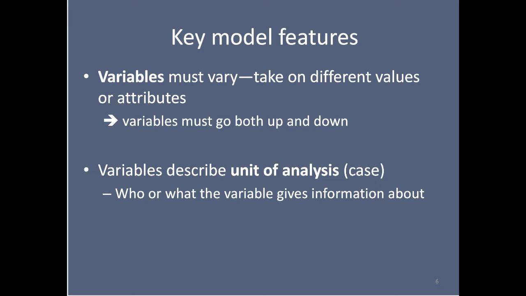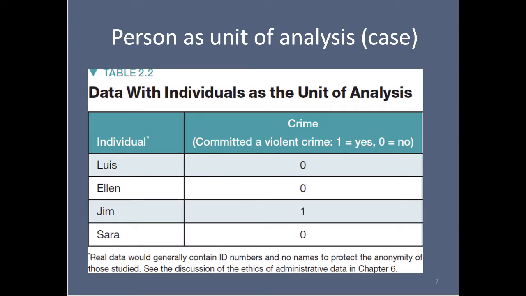And variables, this sounds trite, but variables must vary. They have to take on different values or attributes. So a quantitative variable like engagement, more engagement, less engagement, has to go both up and down. And variables describe someone or something. So in the jargon, that's a unit of analysis or a case. And this is kind of what you learned in stats, right?